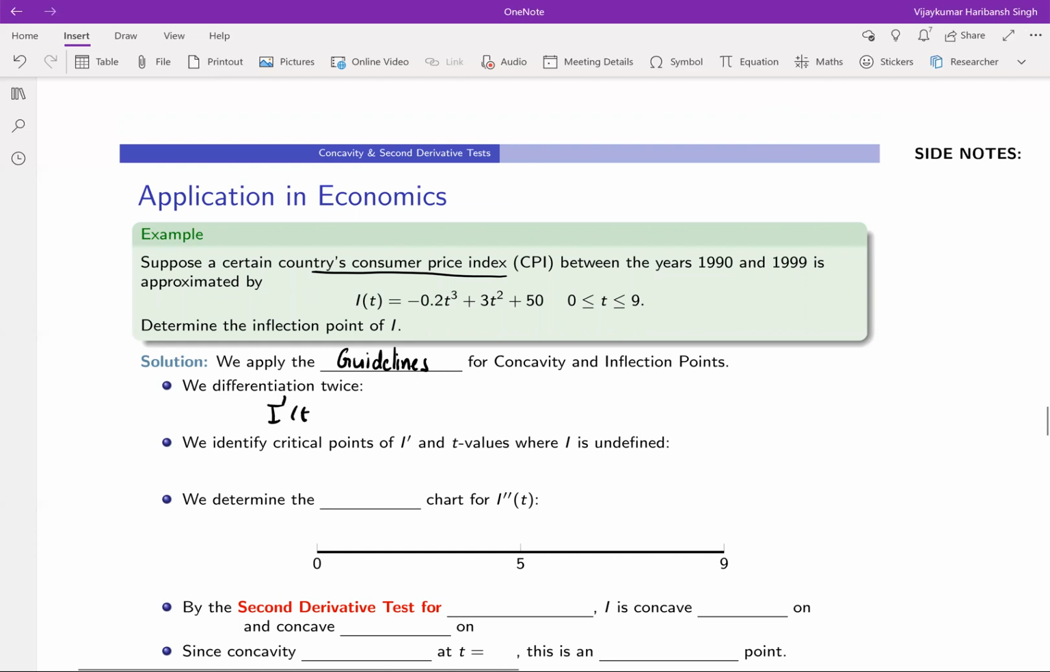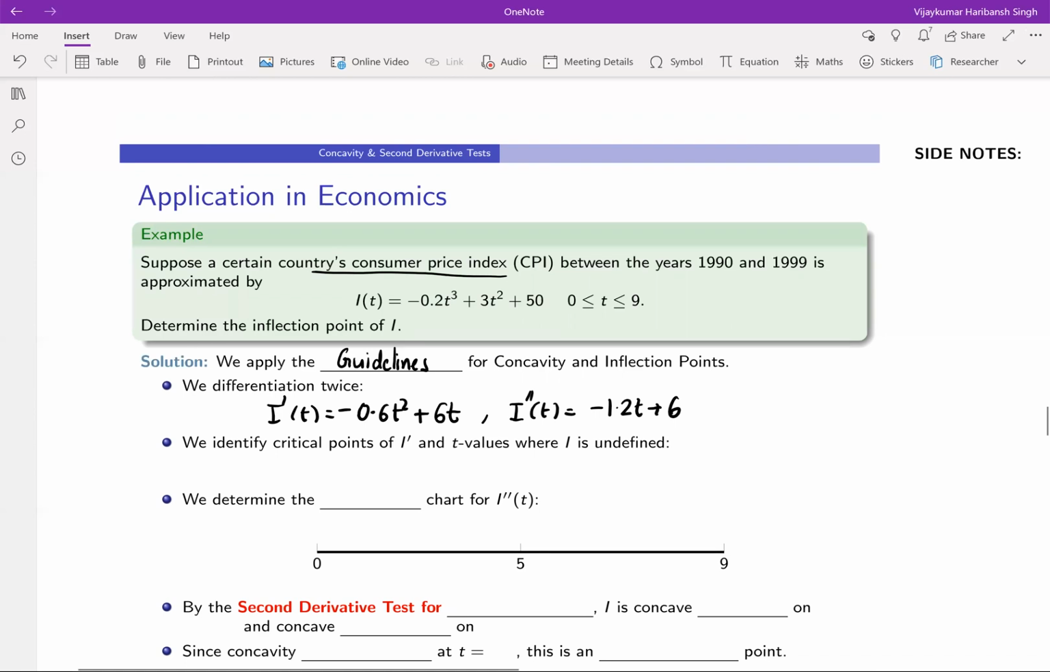I prime of t is going to be minus 0.6 t squared plus 60, and then I double prime of t is going to be minus 1.2 t plus 6. Now we identify the critical points of I prime, or where the second derivative becomes 0, or the values of t where I is undefined. But it's a polynomial, so it's defined everywhere.